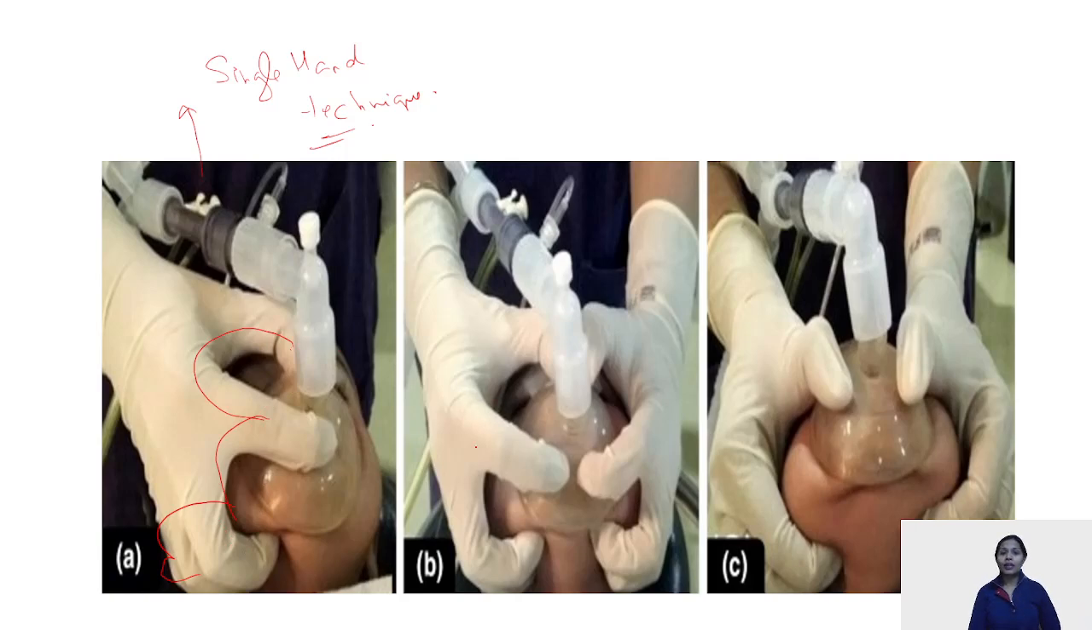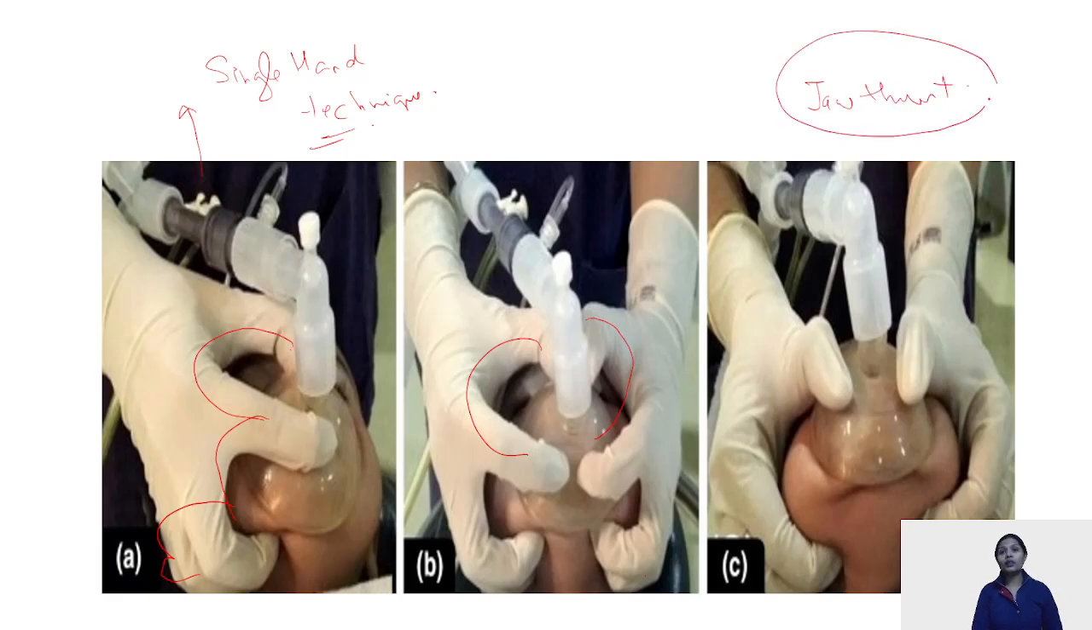This is the double hand technique. The same C is formed to make the seal, and this is the E which is formed to lift the chin. This is generally used in cases where the jaw is a little bigger, like in obese patients or very healthy male patients who have bigger jaws, so as to hold it properly. Then the third technique is jaw thrust.